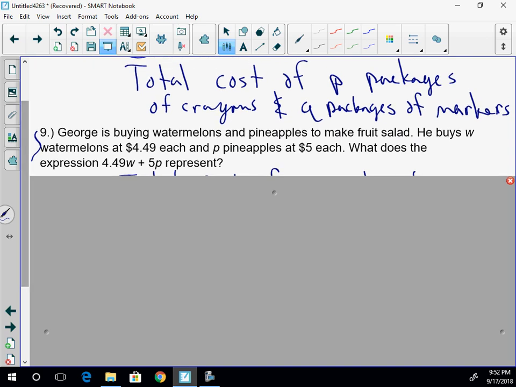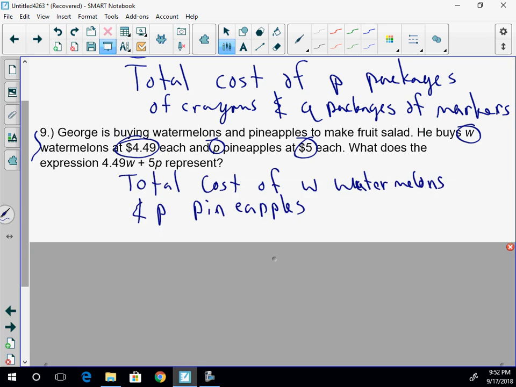George is buying watermelons and pineapples to make fruit salad. He buys W watermelons at $4.49 each and P pineapples at $5 each. What does the expression 4.49W plus 5P represent? Again, what are we doing? We're taking how much a watermelon costs and multiplying it by how many watermelons we buy, how much a pineapple costs, multiplying by how many pineapples we buy. This represents the total cost of W watermelons and P pineapples.